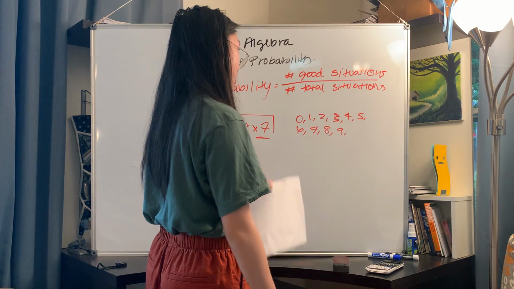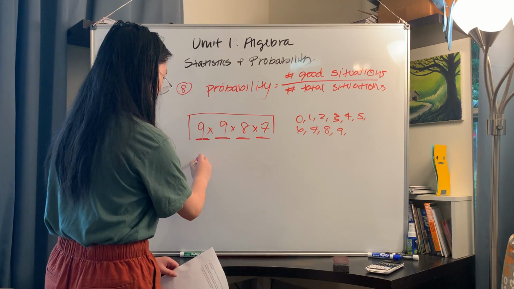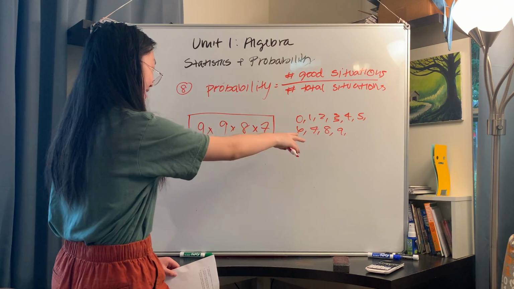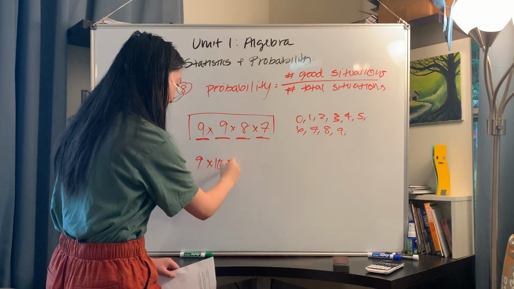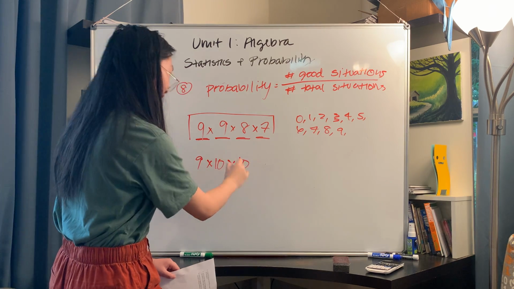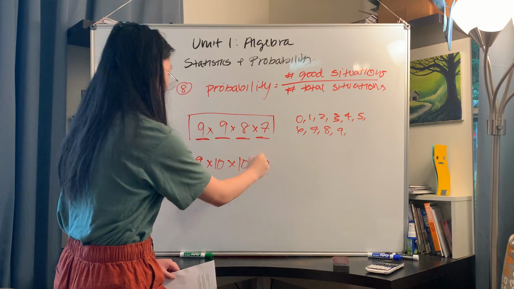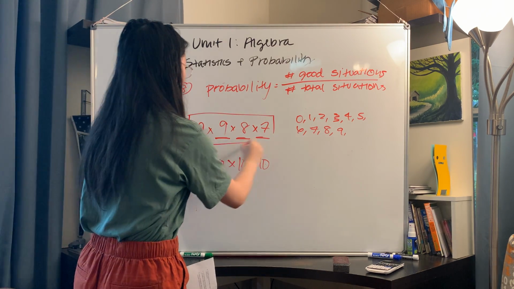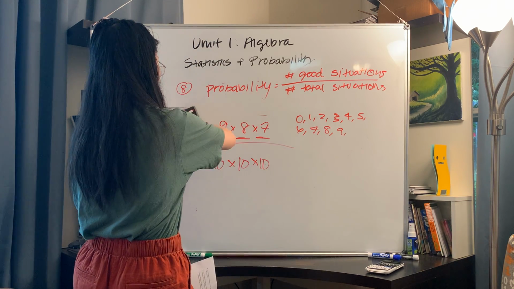And then for the total situations, we have 9 for the first digit because it can only be from 1 to 9. Then we have 10 because it could be any of these numbers for the second digit. And then we have 10 again because it can be any of those numbers for the third digit. And we multiply by 10 again. And so the probability would be dividing these two. And that's mainly why I didn't simplify this first.